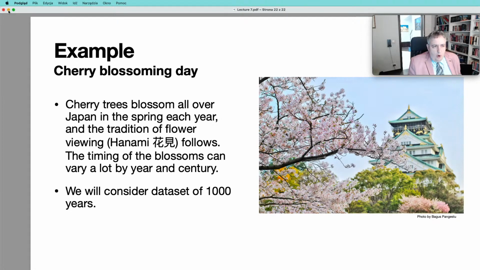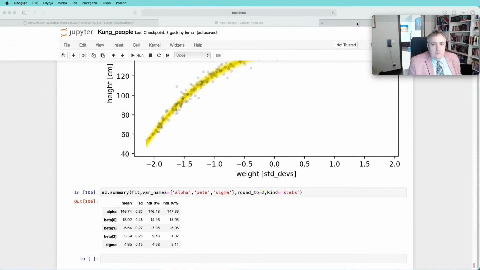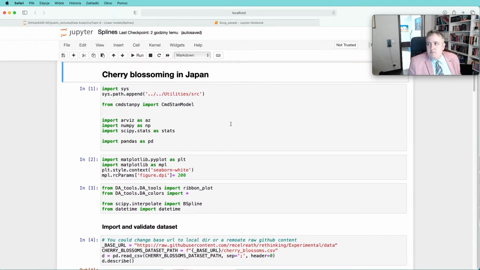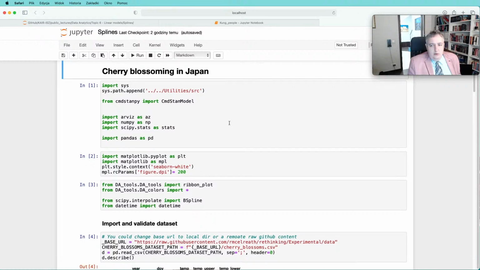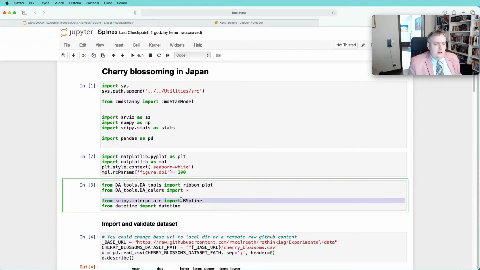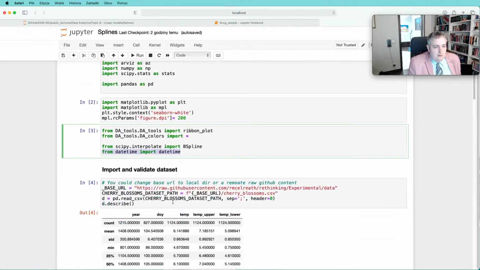Okay, so we have the second notebook, which, because time is running out, I will just move quickly over. The changes here are that we are getting the B-spline function from SciPy interpolate, and datetime objects from datetime, because they will be used to create the design matrix and to convert dates to sensible values.